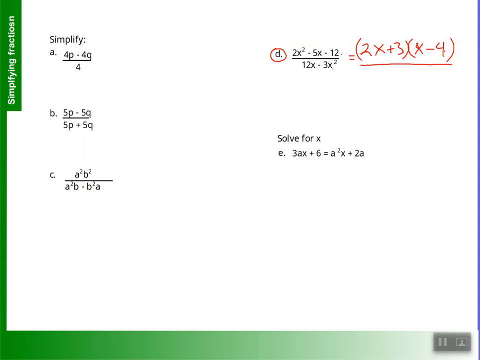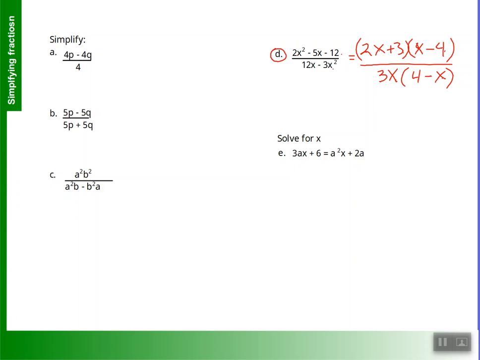All right, so Ivy, thank you for volunteering. What does the denominator factor to? I got 3x times 4 minus x. 3x times 4 minus x. All right, and we know that's true because 3x times 4 is 12x. 3x times negative x is negative 3x squared. So we're all good here.